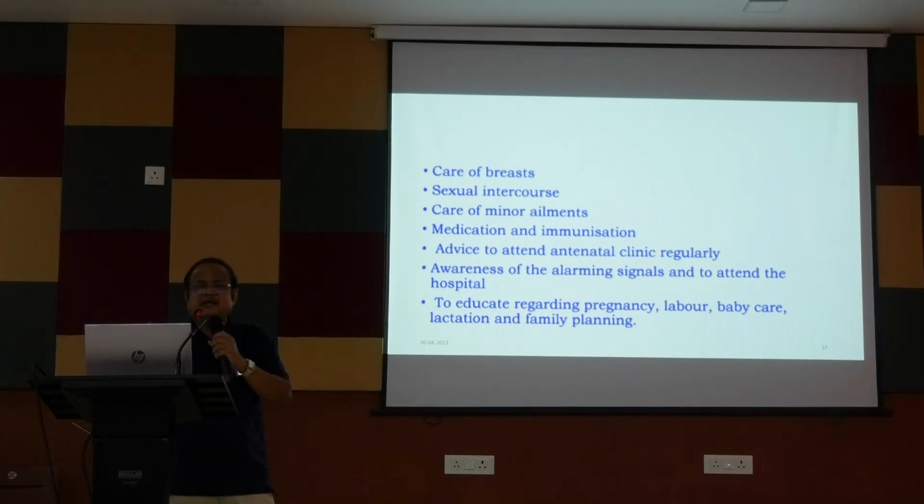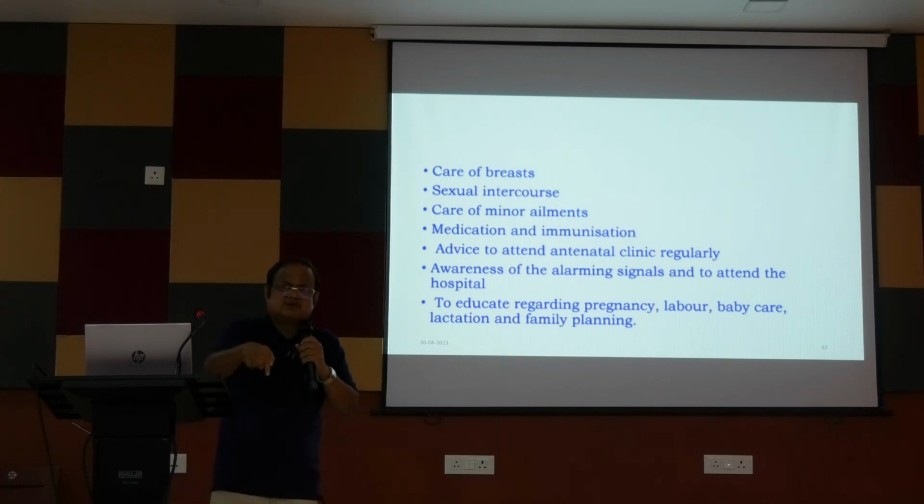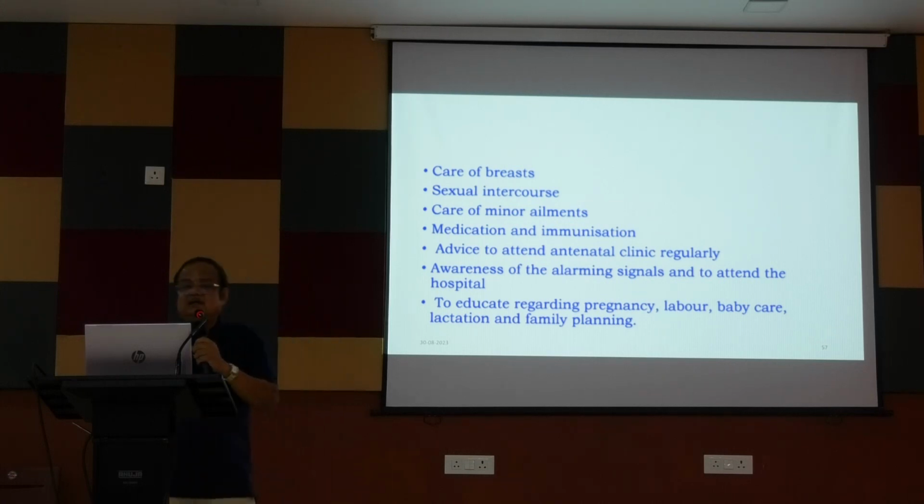Awareness of the alarming signs: you must be aware of when to come to the hospital. The antenatal mother lies at home if it is uncomplicated. You will come to the hospital if there is dribbling, continuous pain in the abdomen, bleeding PV, blurring of vision, or upper abdominal pain, which are features of severe preeclampsia. So these are the alarming signs to attend the hospital.